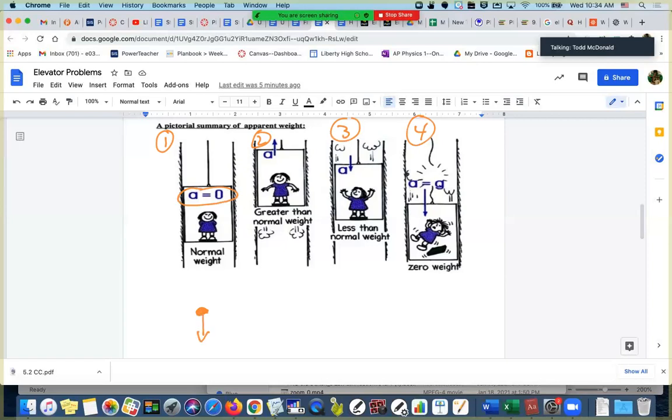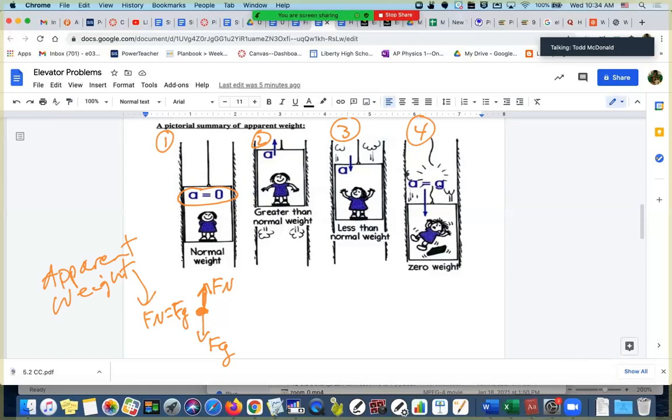So here's what our free body diagram would look like for the person. You've got a force of gravity downward. Since there's no acceleration, this upward force of normal force, those should be equal. So your normal force and the force of gravity are the same. So in this scenario, we would say that the apparent weight is equal to the person's weight, the force of gravity downward, because our normal force is what we're talking about here with our apparent weight. Now look at scenario 2.